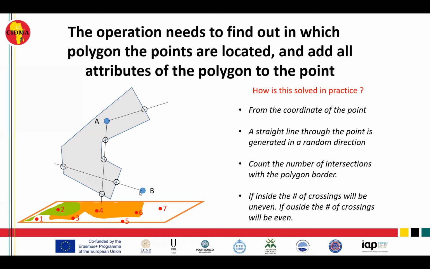If it's on the outside of the polygon and the line is drawn, it will be even. It will go in and it will go out of the polygon. And this is how it's actually solved, to see if the point is inside a polygon. We can understand that if we have many different polygons and many different points, this is quite a job to solve. Luckily, we don't have to do it. The computer will count it for us.